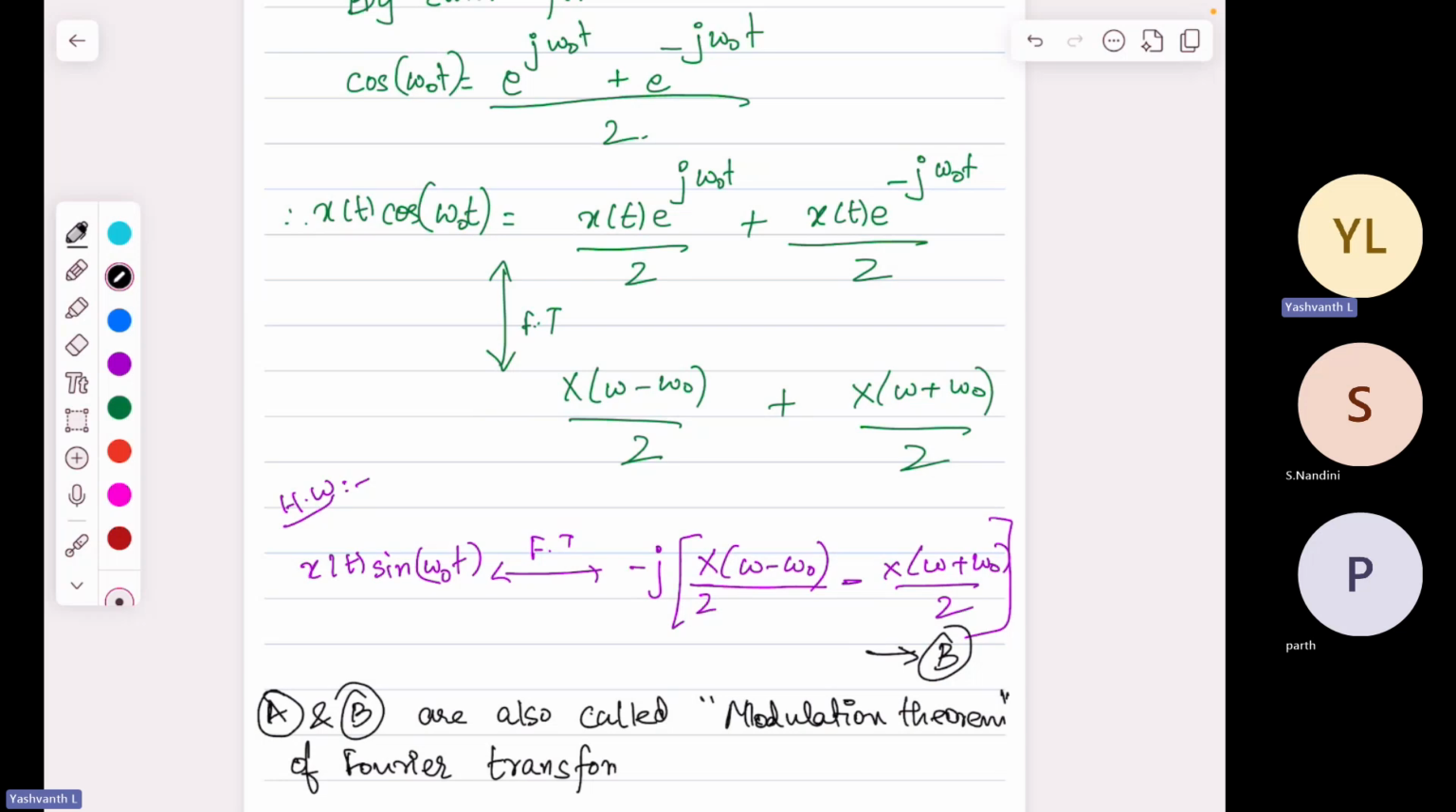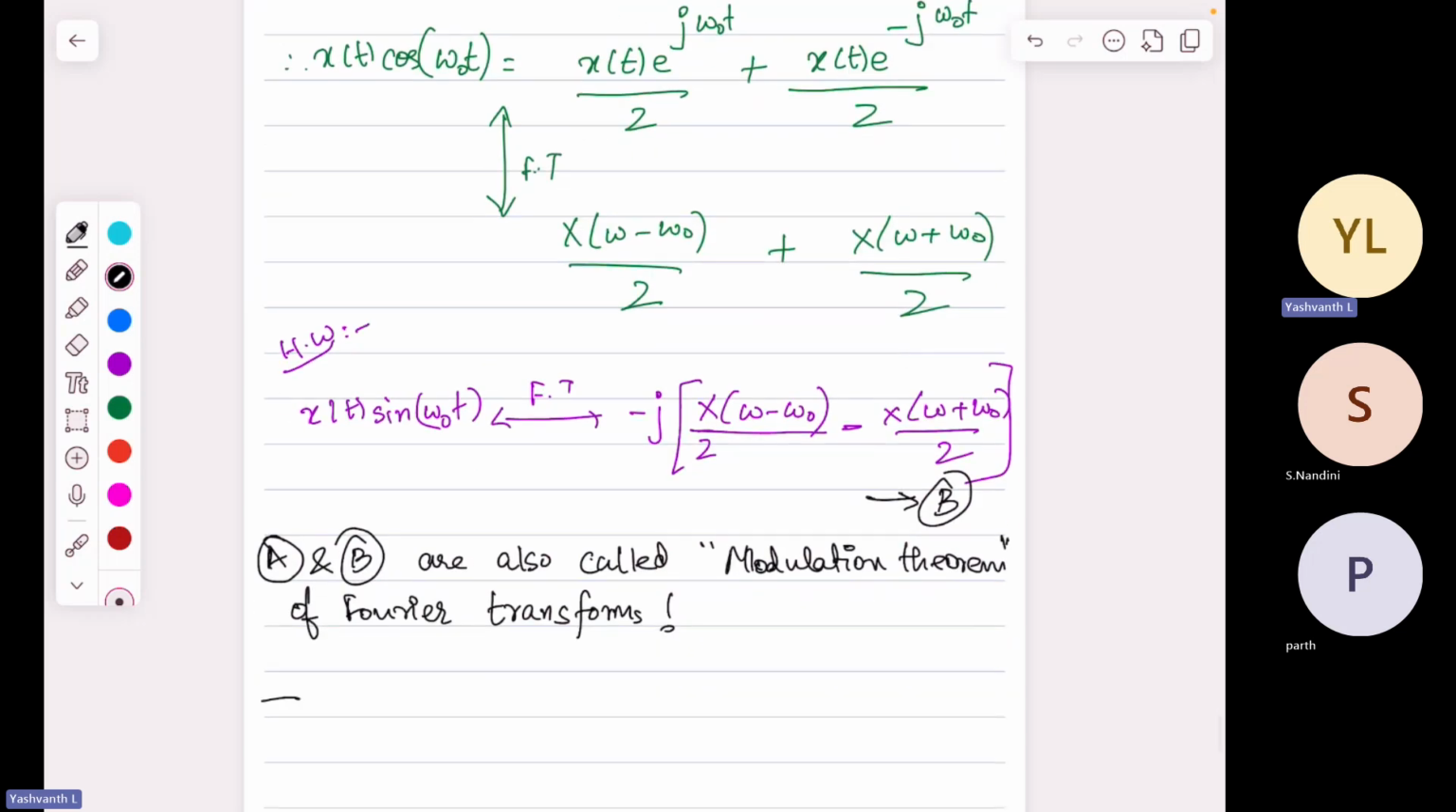Why it's called modulation, right? Basically, it has very extensive applications in communication systems. So basically, when I want to communicate, what do I mean? It's a very simple example.